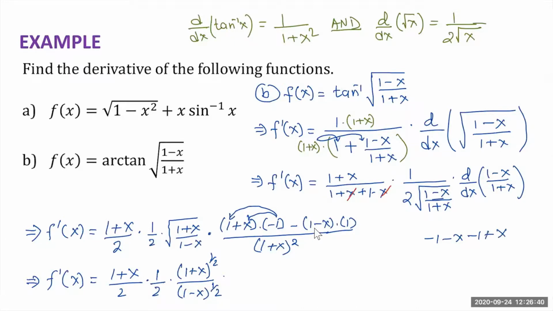So if you look at that carefully, you can see that there is a positive x and negative x that will get cancelled. And we get negative 1 and negative 1, which is negative 2. So negative 2 in the numerator. And in the denominator, I have 1 plus x quantity squared. So that is the next step. So this implies my final answer will be the derivative is equal to.